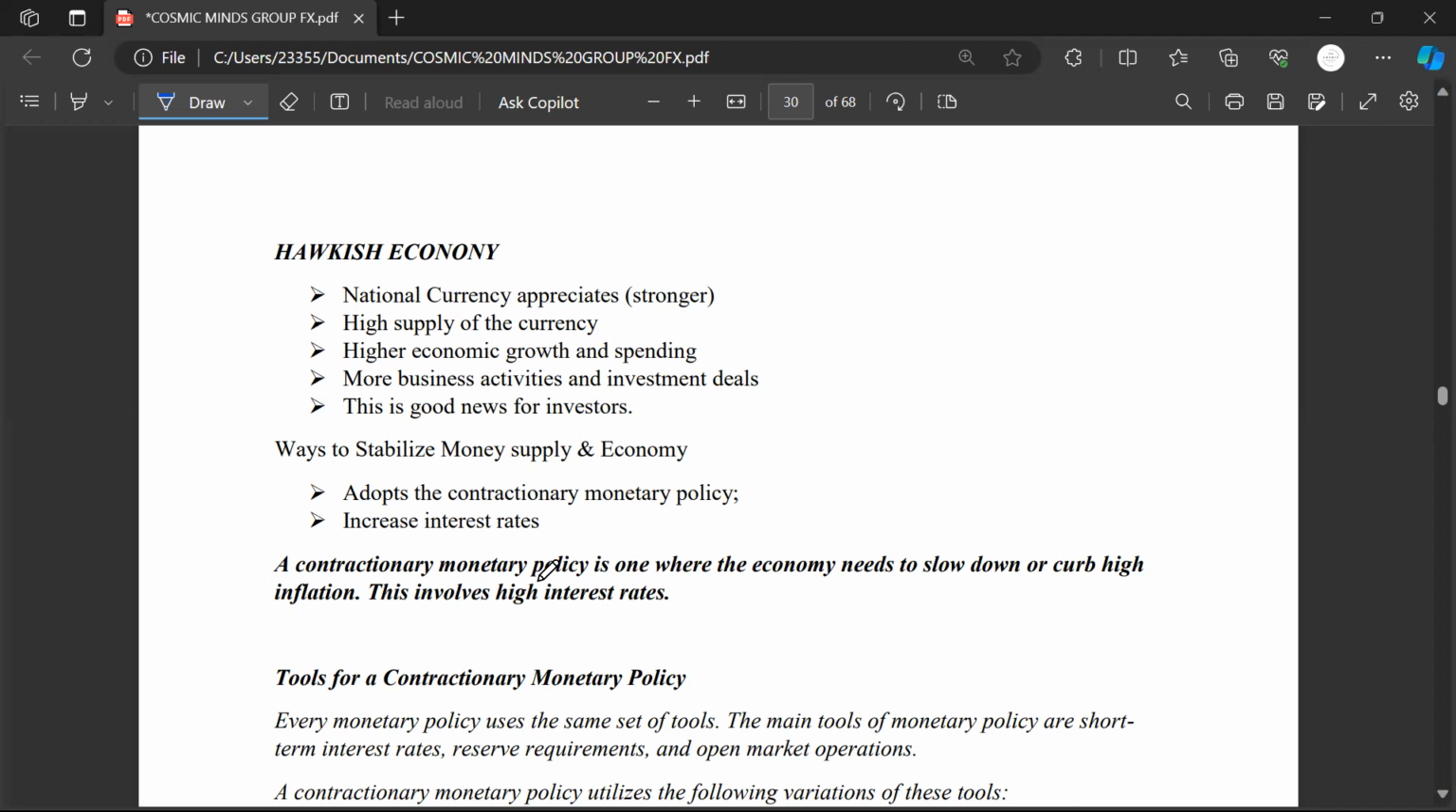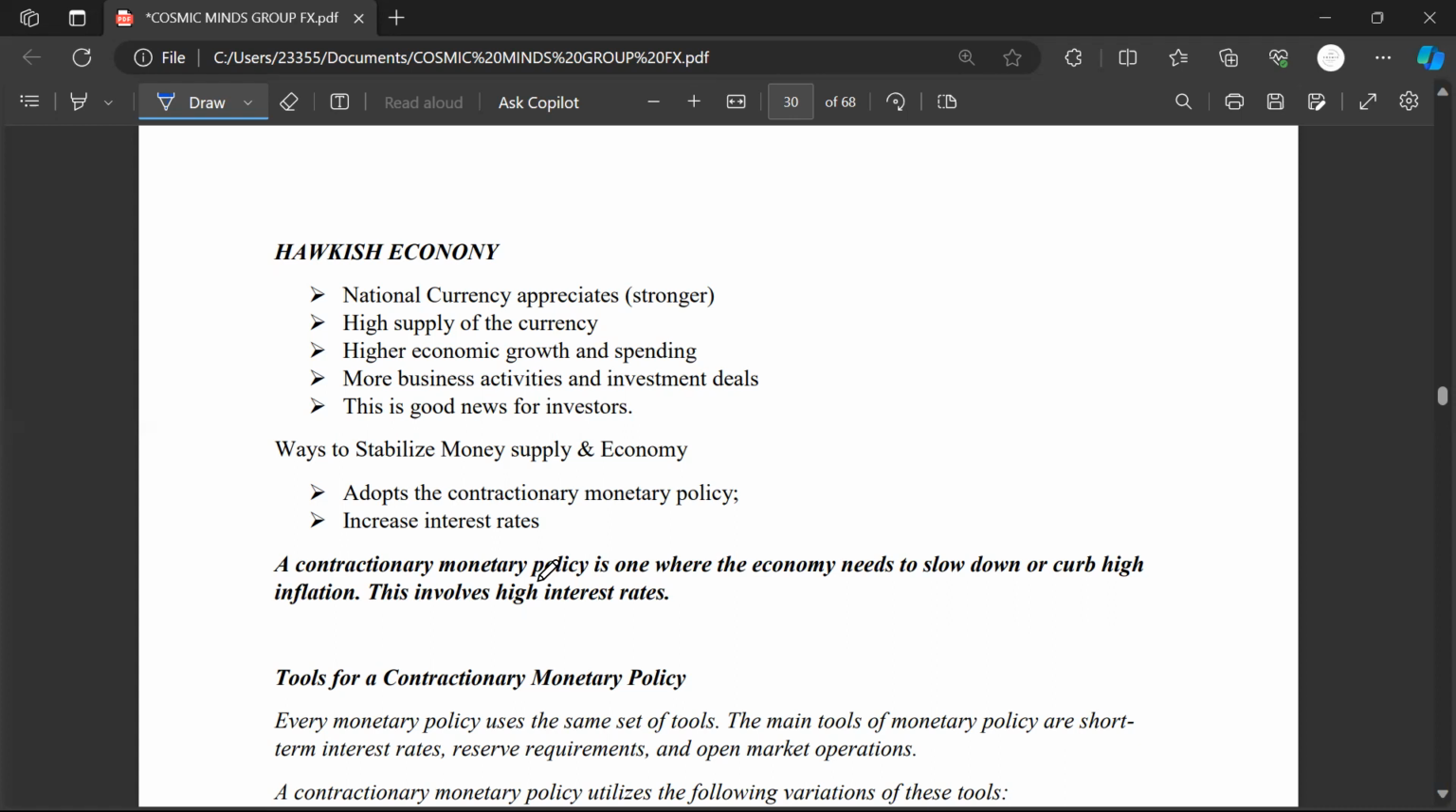There's more money flow in the system. I think it's even found in point two. So high supply of the currency, more of that currency. For instance, if you are in the USA, more of the US dollar will be in the system, more money supply. If there's more money, there's higher economic growth and spending.